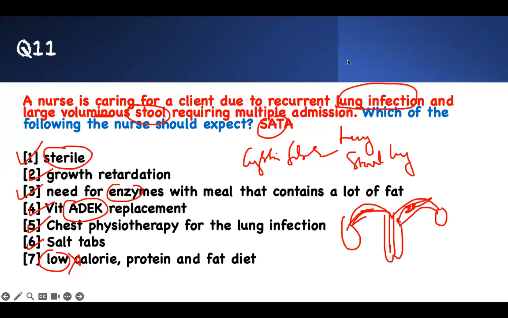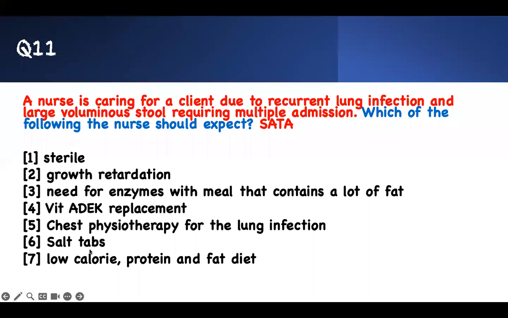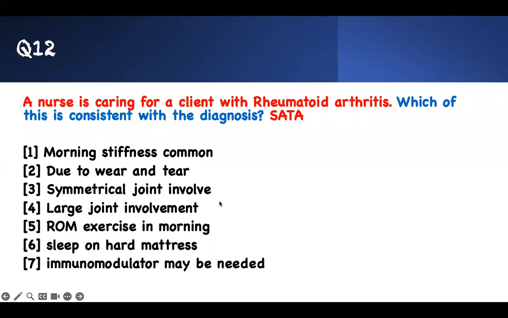They can go outside and play, but they should not go when it's too hot. So that's why you give them salt tabs and other things. But they can go. Exercise is good for them, improves their lung function. That's all. That's the content you need. The same thing, content for this problem, select and apply. Which of the following is consistent with the diagnosis?